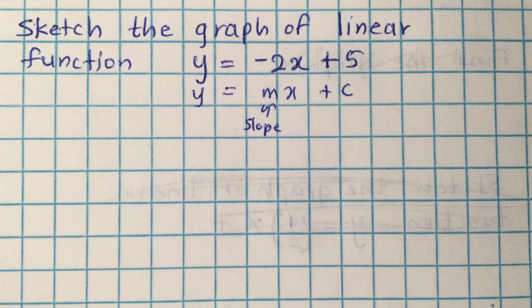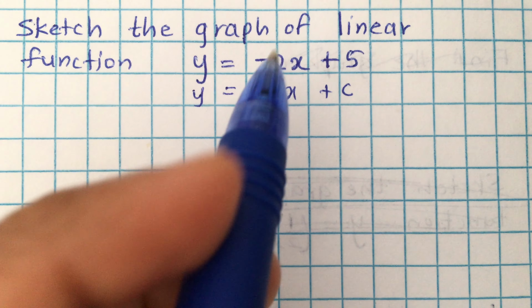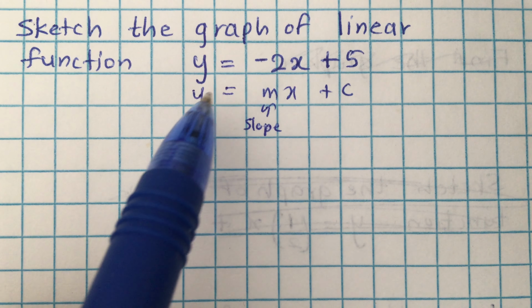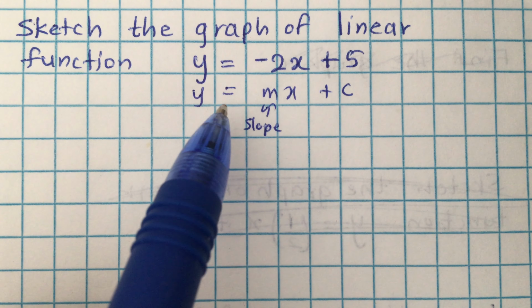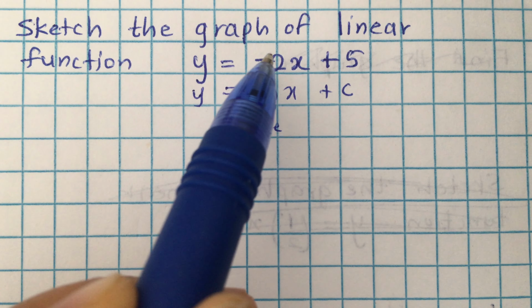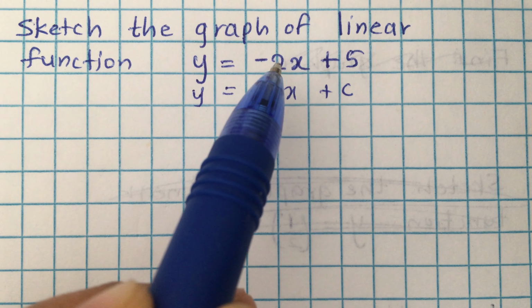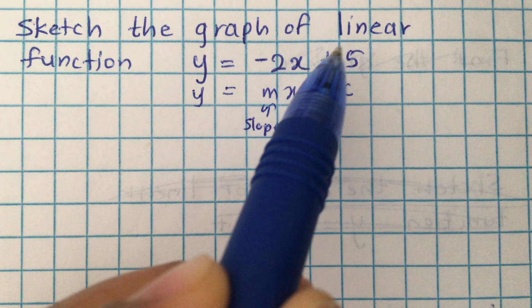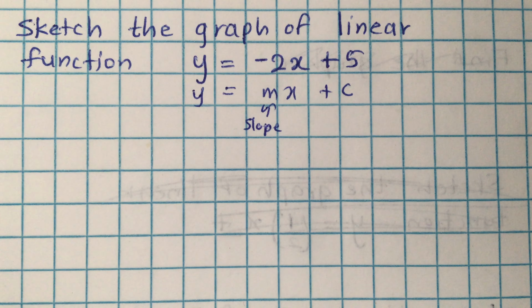So this is the math problem. I'm gonna solve this in this video. We have to sketch the graph of the linear function y equals negative 2x plus 5. As you can see, this function is in the form y equals mx plus c, where m is the slope. In this case, your slope is negative 2 and your intercept is 5.